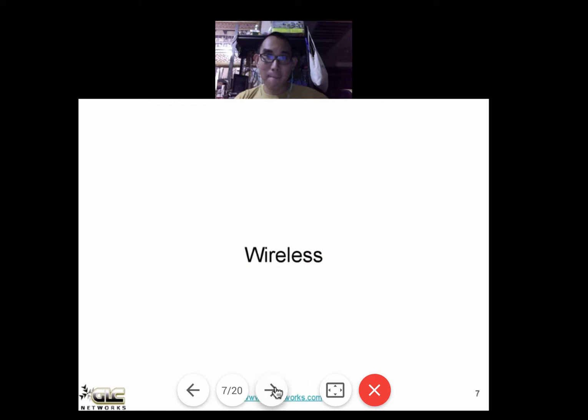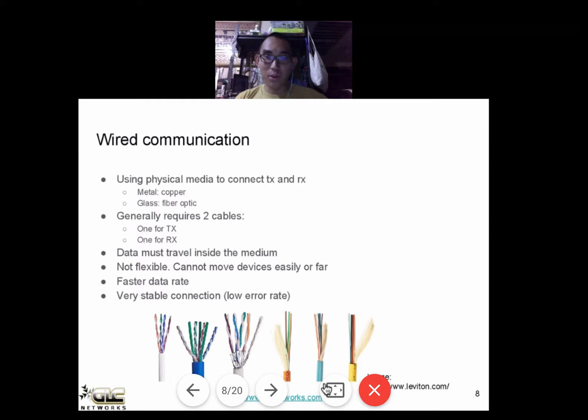Let's discuss wireless. I'll be talking about the wireless fundamentals here. For those who already know the topics, you can think of this as a refreshment. First is wired communication. Before we talk about wireless, we talk about wired. Wired means we use a physical medium to connect TX and RX. TX means transmitter, RX means receiver.